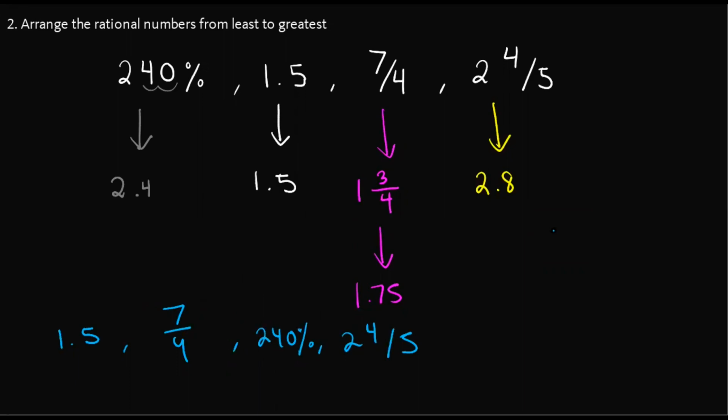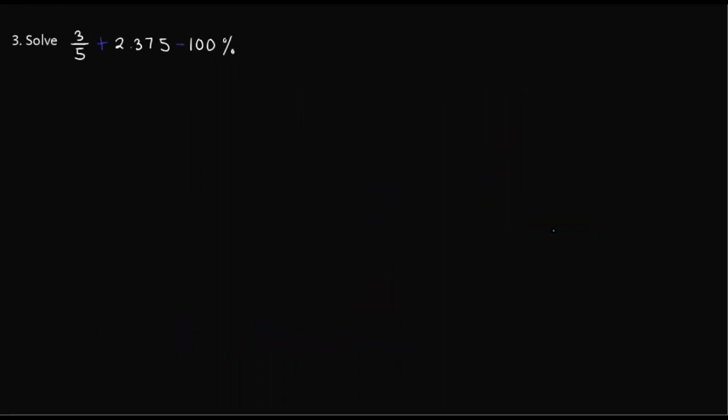So that is how we can arrange a set of rational numbers. Simply convert it to one of its kind, like decimal, fraction, or percent. Let's have this third example. We have 3/5 plus 2.375 minus 100%.